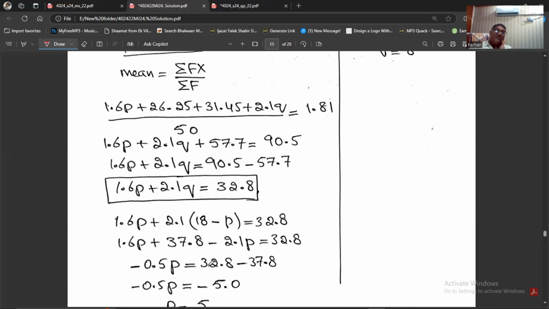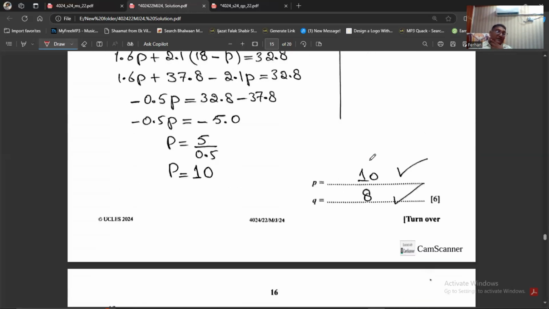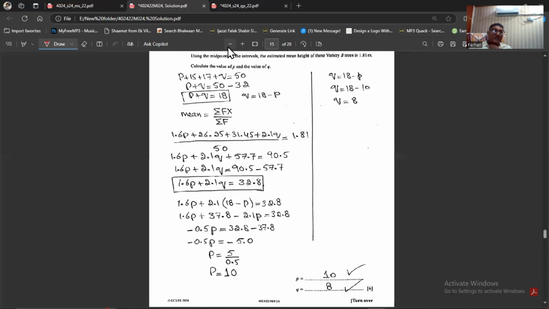Once I know the value of P, I can put it in this equation. In the place of P, I will put 10. So Q will be equal to 18 minus P. Q will be equal to 18 minus 10. The value of Q is 8. And you can see P is 10 and Q is 8. So this is how this question is done. I hope you understand a little bit.